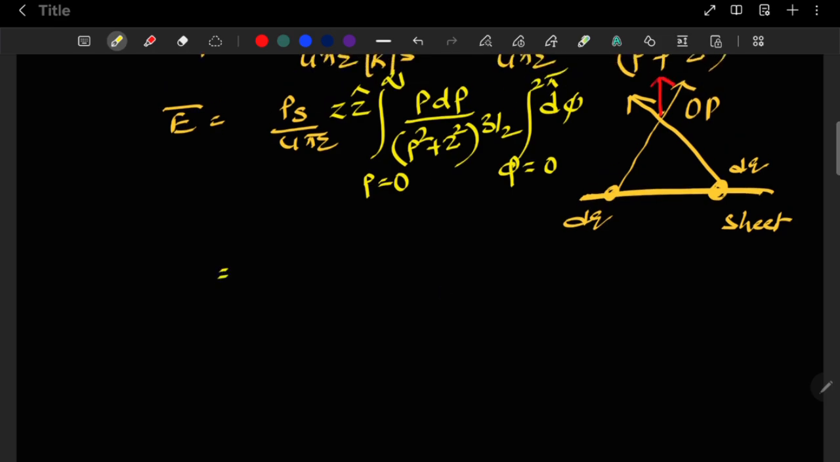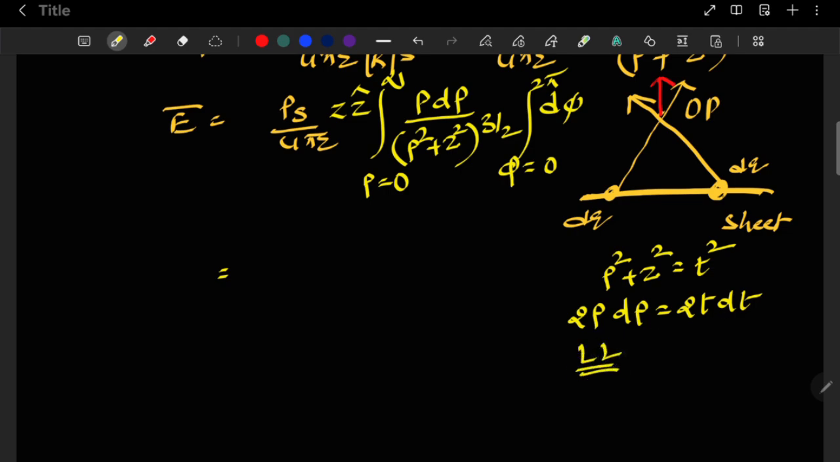In order to solve these integrations, I will consider rho square plus z square equal to another variable t square. Then we need rho d rho, so perform the differentiation here. Z is constant, remember that. So 2 rho d rho is equal to 2t dt, so rho d rho is equal to t dt. Then lower limit calculation: if you take rho equal to 0, t is equal to z. And upper limit calculation: if rho is equal to infinity, t is also infinity. Then we'll do the integration for that.